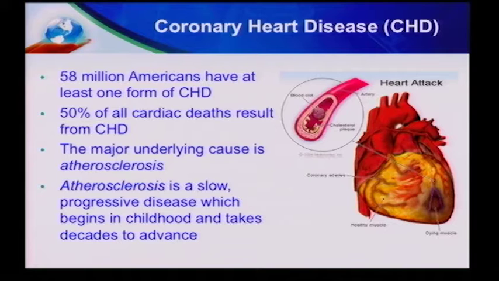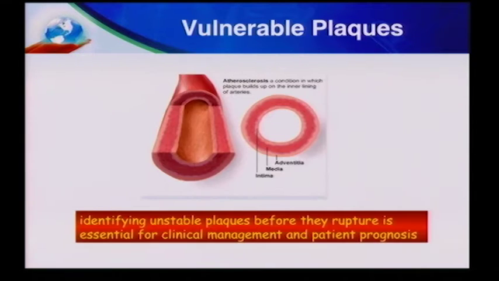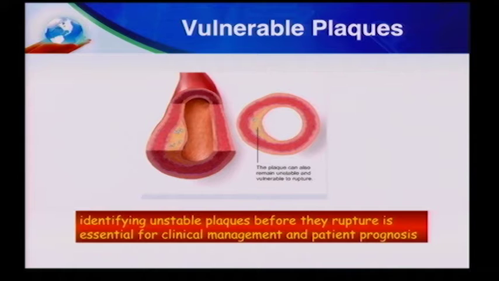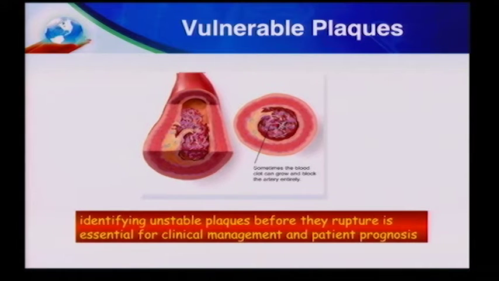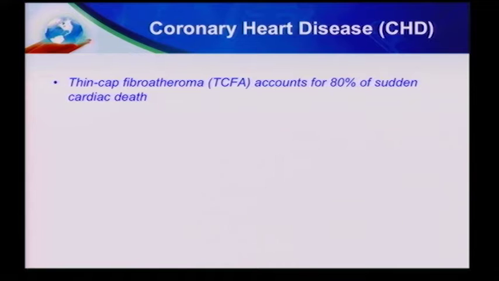And one of the major causes is a vulnerable plaque which ruptures and causes either a heart attack, or, if in the brain, a stroke. Currently, if the plaque is stable, mostly they are fine. But what's really worrying is when they rupture. And 80% of those plaques which rupture are called thin cap fibroatheroma.